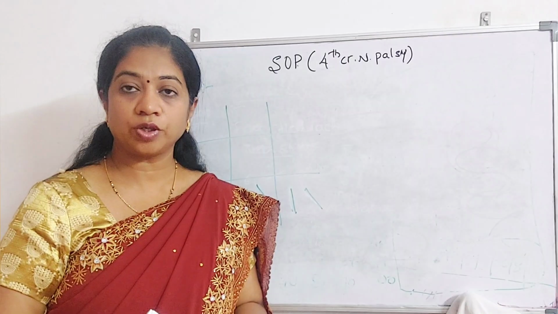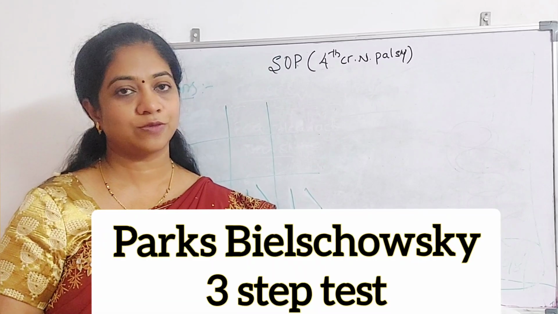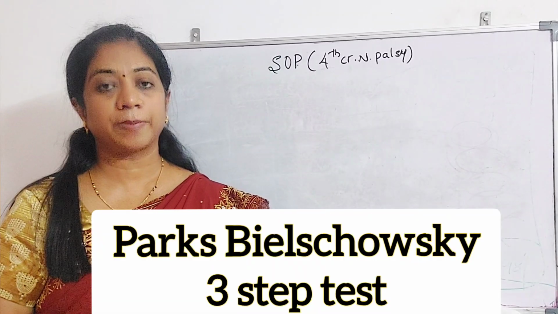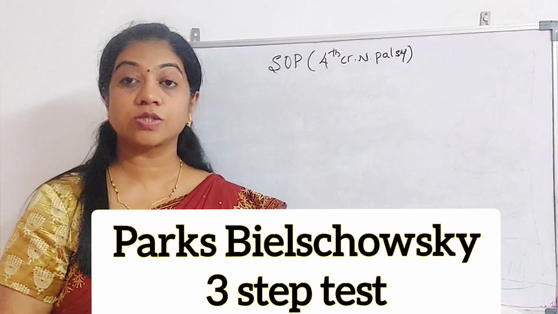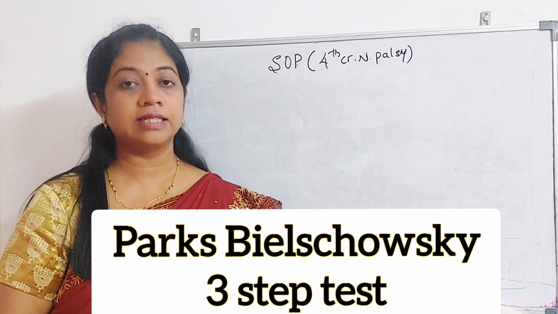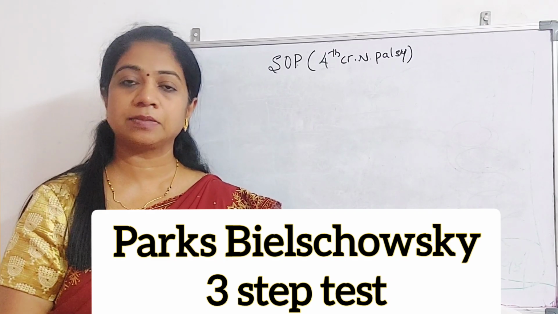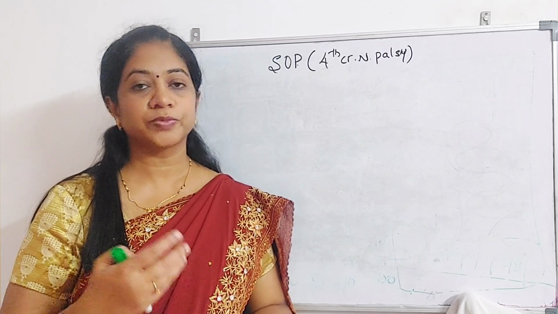Okay. So now moving on to the important test of superior oblique palsy, that is Bielschowsky 3-step test. Here you are looking for the paralysis of one of the cyclovertical muscles of both the eyes. So whenever the patient has hypertropia, then there is a possibility of involvement of the cyclovertical muscles. That is nothing but superior rectus, inferior rectus, or the superior oblique and the inferior oblique of either eyes.